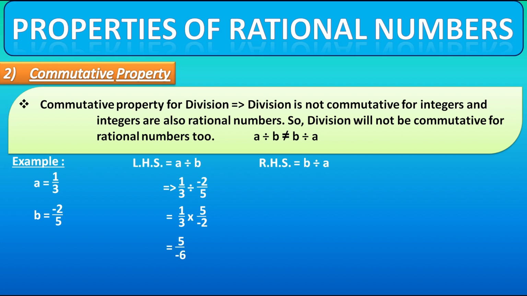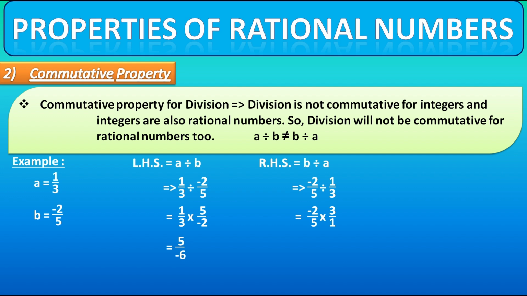Now let's check for the RHS part. So B is here minus 2 upon 5 and should get divided by 1 upon 3. Now, as per the rule of multiplication, we keep the first number as it is and write the multiplication sign and then the reciprocal of the second number, that is 3 upon 1.